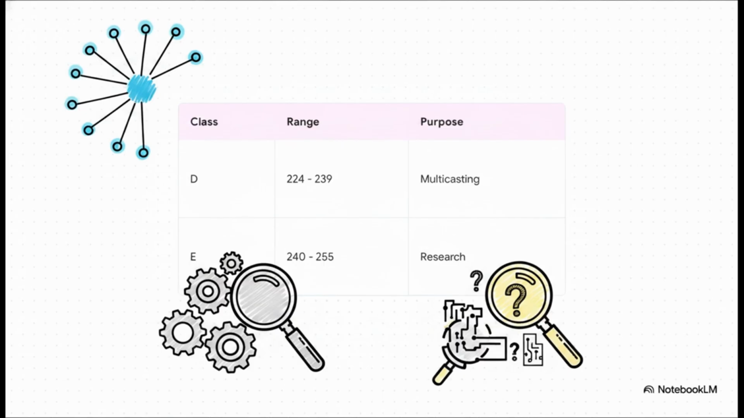Well, Classes D and E round out the pack, but they are strictly reserved. Class D is designated for multicasting, which is sending data to many specific users all at once. And Class E, that's locked away purely for research, development, and future experiments, rather than any standard consumer use.